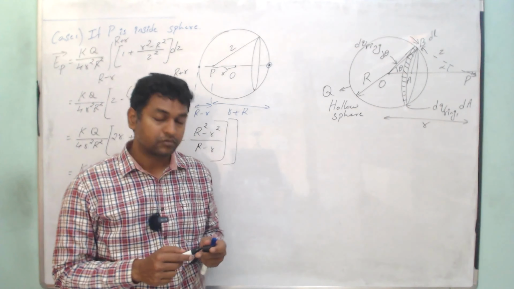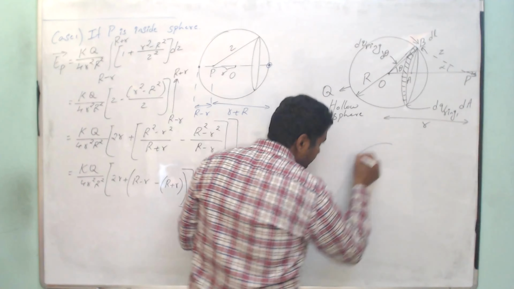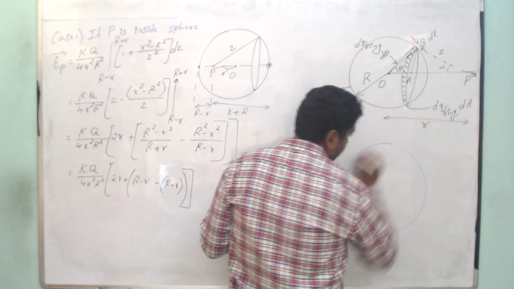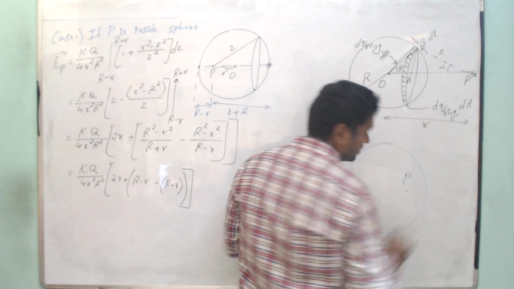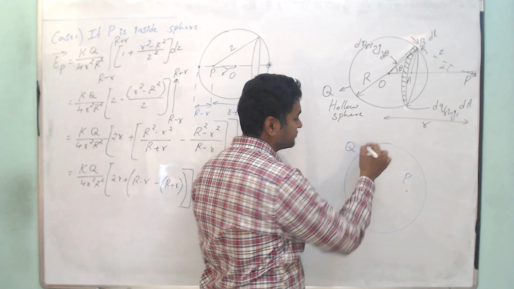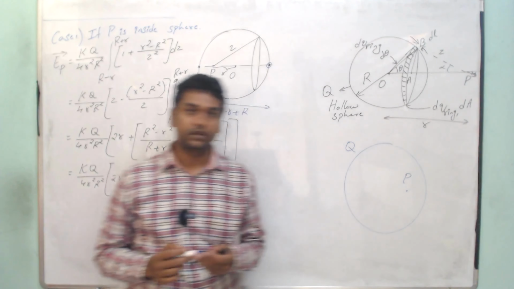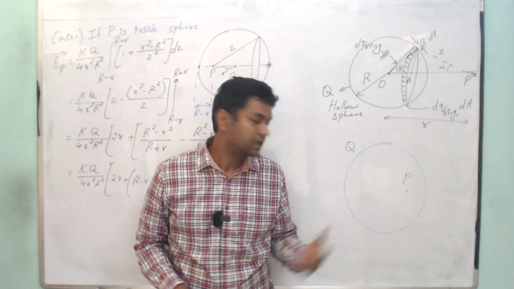Why I am doing human intervention, I'll explain. This is my hollow sphere. If I am anywhere, let us say somewhere over here inside the hollow sphere, and there is a uniform hollow sphere of charge, capital Q, with uniform charge distribution everywhere.